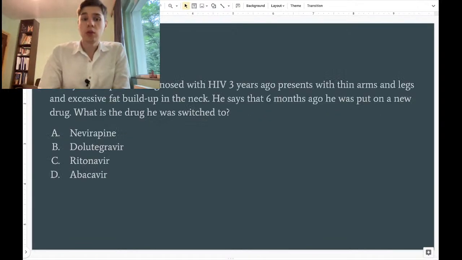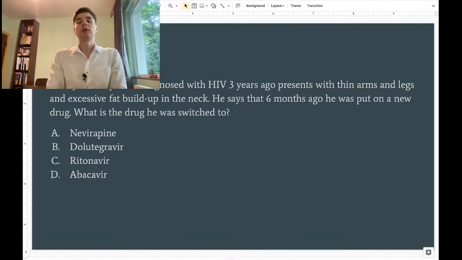A 27-year-old patient diagnosed with HIV 3 years ago presents with thin arms and legs and excessive fat buildup in the neck. He says that 6 months ago he was put on a new drug. What is the drug he was switched to? A. Nevirapine, B. Dolutegravir, C. Ritonavir, and D. Abacavir. Please let me know your answer in the chat box so we can discuss afterwards.